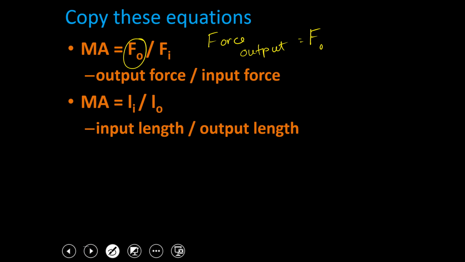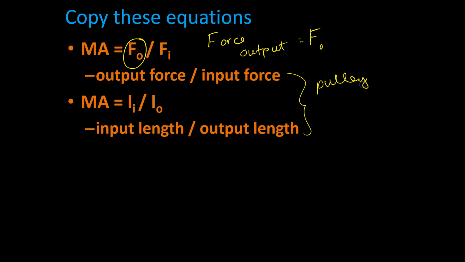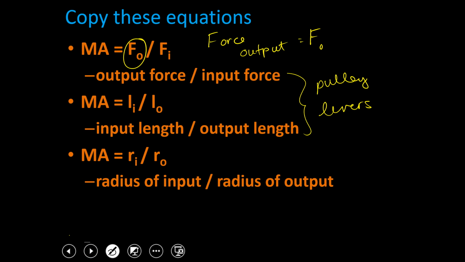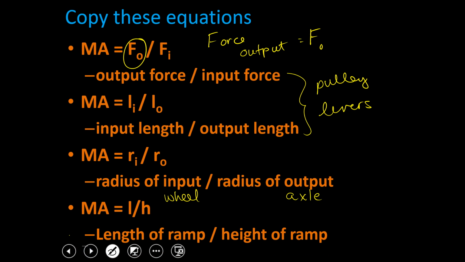Another equation you might need is input length divided by output length. Both of these can be used for pulleys or levers. Another equation that you might need is the radius of the input divided by the radius of the output, otherwise known as radius of the wheel divided by radius of the axle. So obviously this would be for calculating the mechanical advantage of a wheel and axle. And finally, the length of the ramp divided by the height of the ramp. This would be used for calculating an inclined plane.